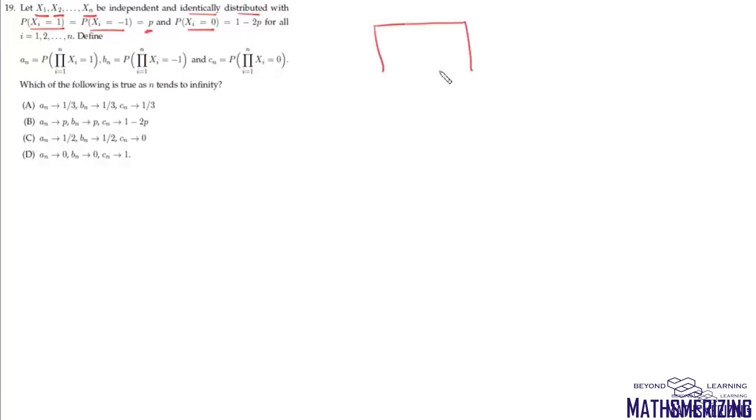So for any random variable xi, there are 3 choices. Either it will be 1, 0 or minus 1, and their corresponding probabilities are p, 1 minus 2p and p. Now since it represents a probability distribution, 1 minus 2p should be greater than 0, that is the value of p should be less than 1 by 2. Now first we'll talk about an.